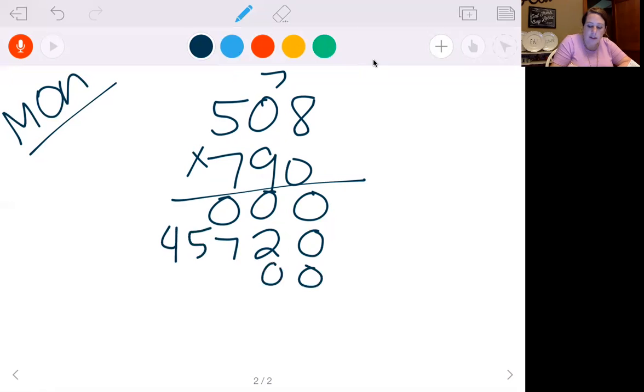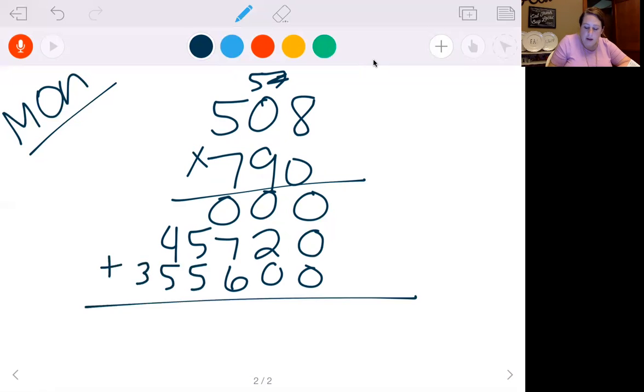2 placeholder zeros. I'm going to cross out the 7 I carried so I don't get confused. 7 times 8 is 56. Put 6, carry the 5. 7 times 0 is 0, plus 5 is 5. 7 times 5 is 35. Then we add 7 plus 6 is 13, 11, 10.